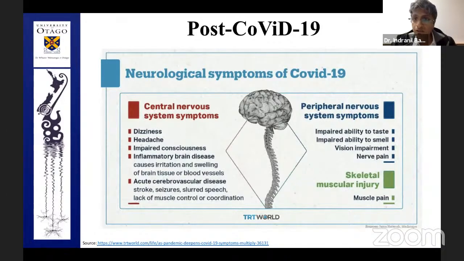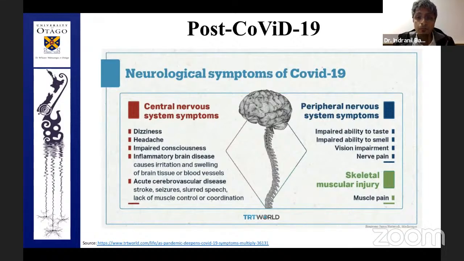So it cannot be a coincidence that everything is happening at one time. There must be some biology behind that. And it turns out that these viruses can actually cross the blood-brain barrier, the barrier that protects the brain from every outside organ or item. It can cross the blood-brain barrier, get inside the brain, and cause disease.